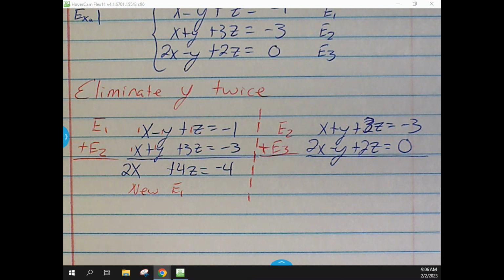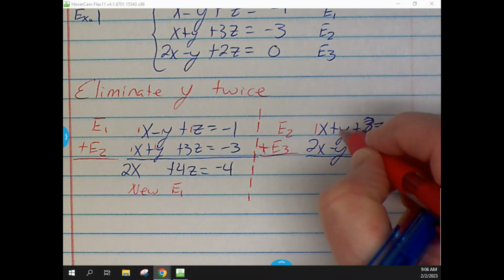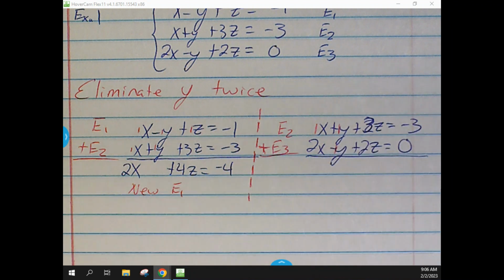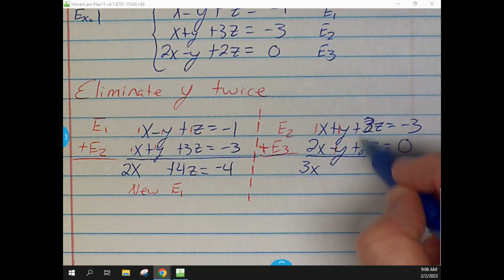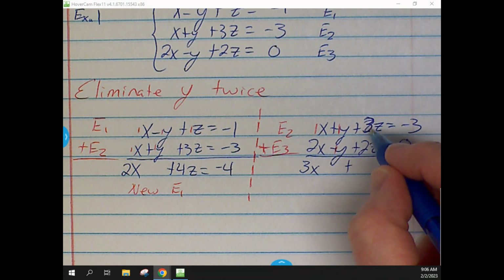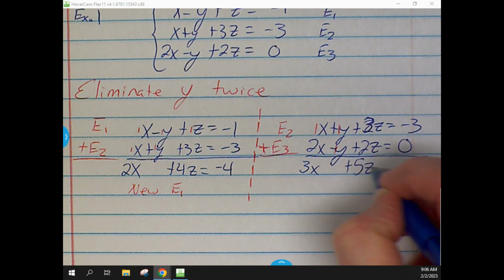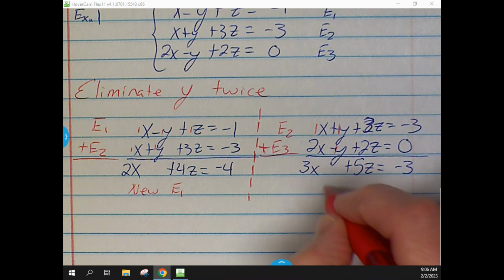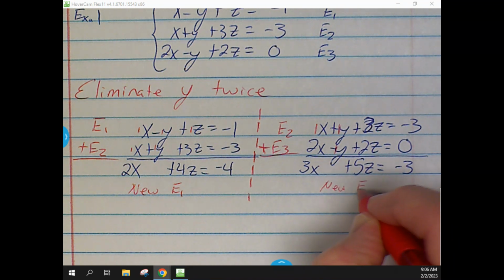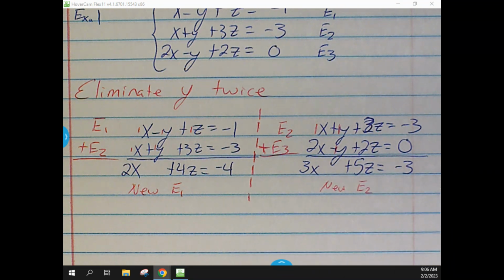Okay. And again, it's a small thing, but just to be on the safe side, go back and put some 1s there. So it's 1x plus 2x, make that 3x. That's 1 minus 1, so that's 0. That's what we want. It's gone. It's 3z plus 2z. That is 5z, and -3 and 0 is -3. And that's our new equation 2.